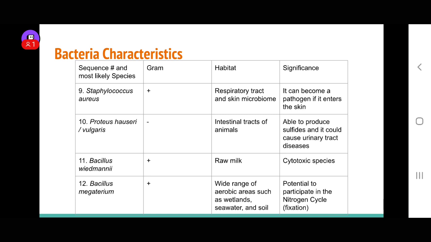In the unknown sequence 10, the BLAST database found it most comparable to Proteus hauseri, also known as Proteus vulgaris. Now this is a gram-negative bacteria, and it's found in the intestinal tracts of animals. The significance of this species is that it's able to produce sulfides, and it could cause urinary tract diseases.